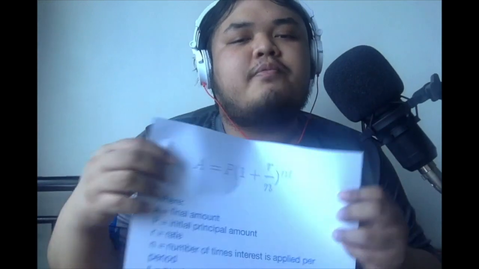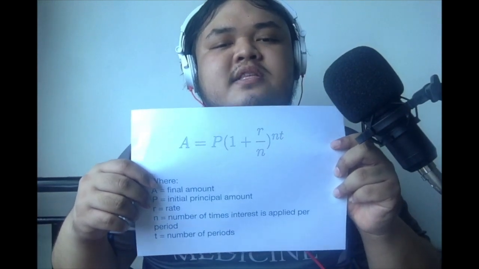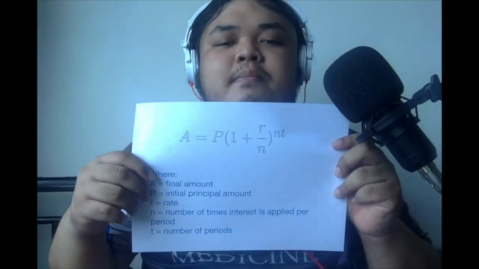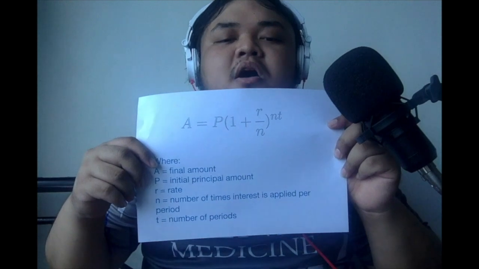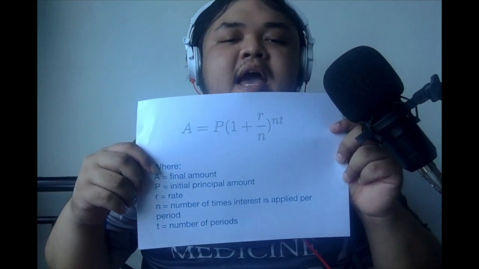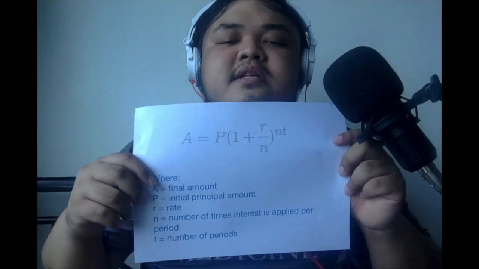So here we have the compound interest formula. A equals P times (1 plus R over N) to the power of NT, where A equals the final amount, P equals the initial principal amount, R equals the rate, N equals the number of times interest is applied per period, and T is the number of periods.